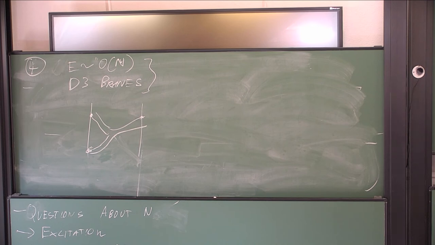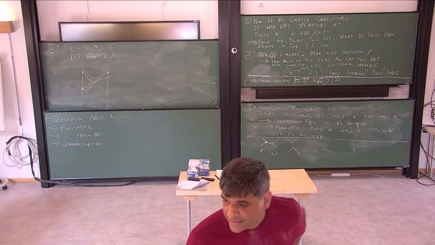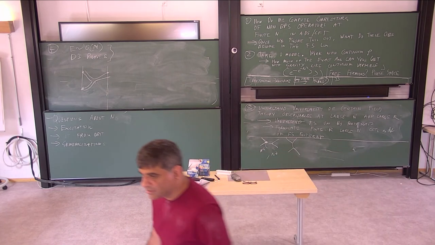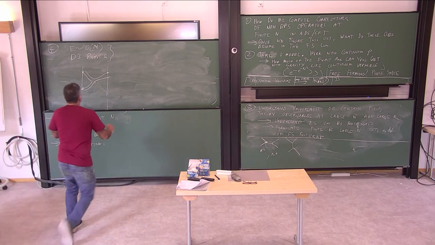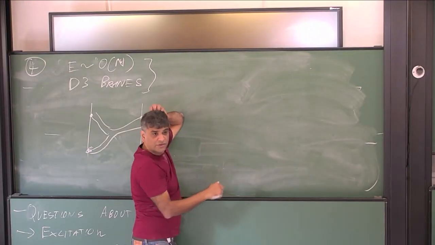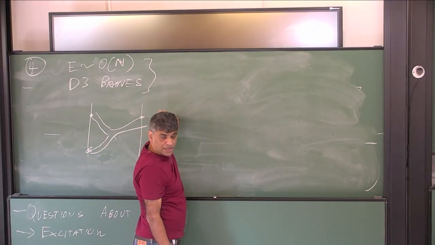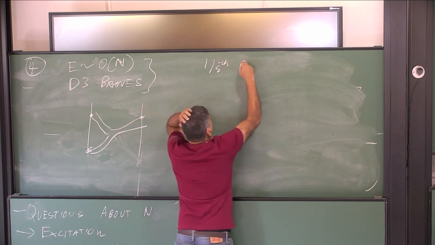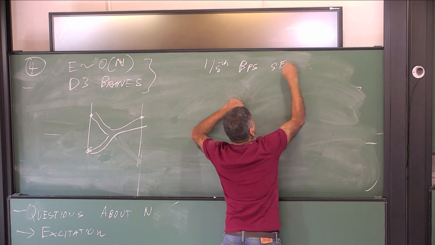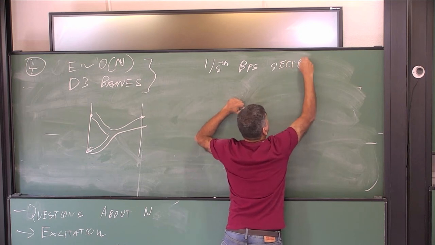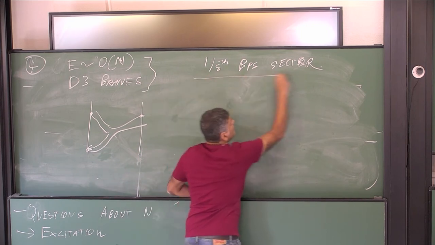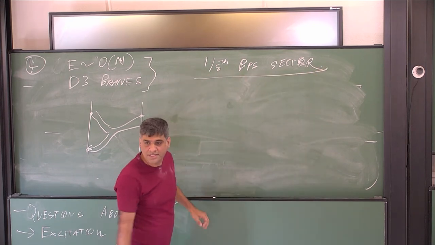Now, this sounds, again, very ambitious, but my suggestion is to work in BPS sectors first to try to get something concrete. For instance, for the case of D3-branes, there is an interesting 1/8 BPS sector. One can define this 1/8 BPS sector, which I could tell you details about later if you're interested.